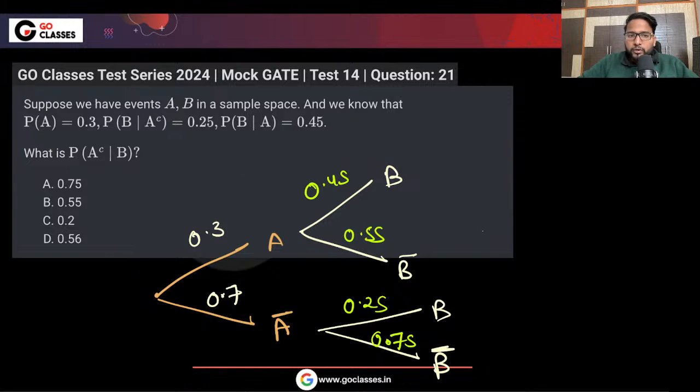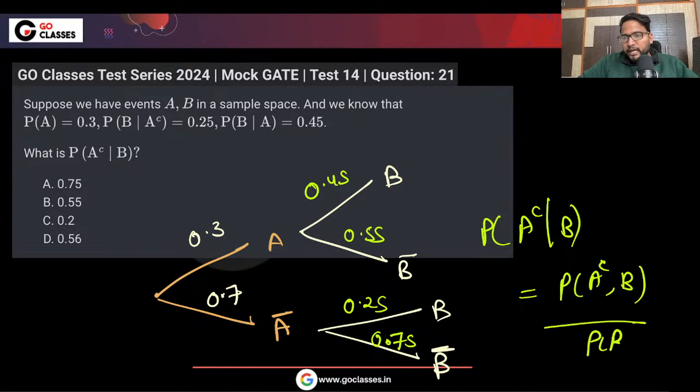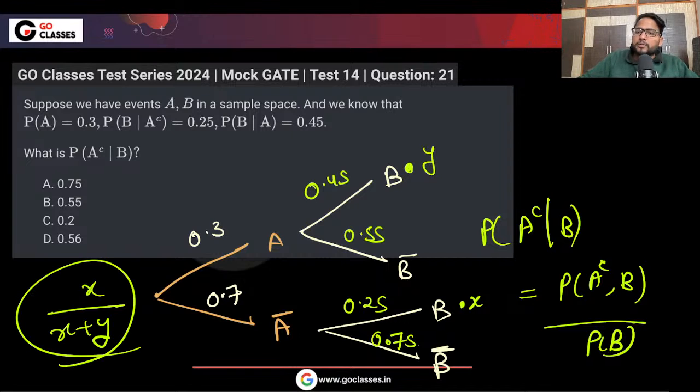Now what do you need to do? You need to calculate the probability of A complement given B, which is the probability of A complement and B upon the probability of B. A complement and B is this one, divided by the probability of B, which is this one and this one. So if this is X and this is Y, they are asking X upon X plus Y. What is the value of Y? 0.3 into 0.45. What is the value of X? X is nothing but 0.7 into 0.25.